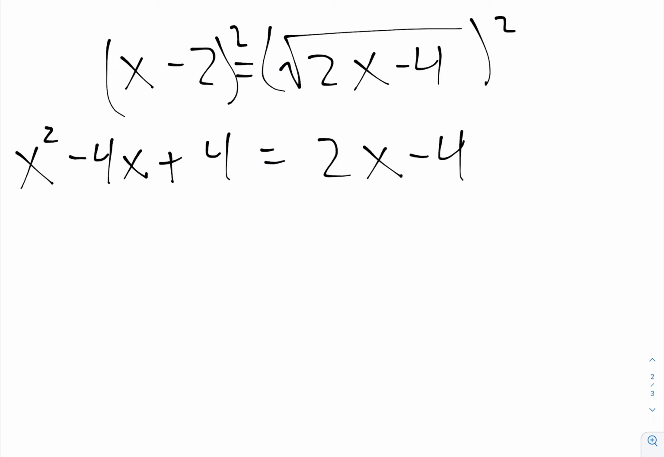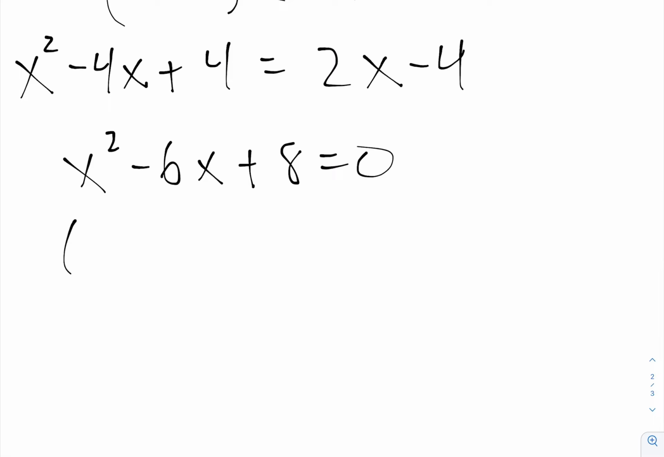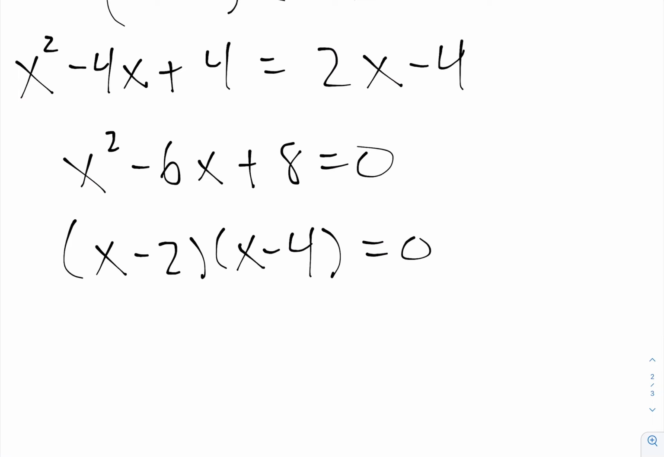Okay, and then to solve for x, right, we would have to move everything to the left. So it would be x squared minus 4x minus 2x, so minus 6x. And then it would be positive 4 plus 4, so plus 8 would equal 0. And then we factor this, so this would be x minus 2, and then x minus 4 equals 0. So theoretically, x should be equal to 2 or 4.